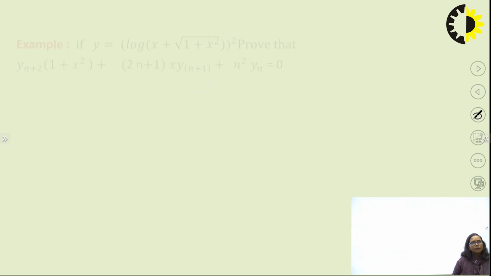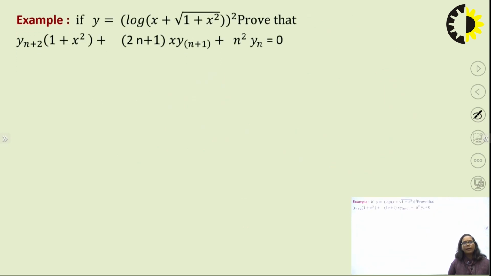So coming to one more example: if y equals log of x plus under root 1 plus x square, whole square, prove that yn plus 2 into 1 plus x square, plus 2n plus 1 into x into yn plus 1, plus n square yn equals 0. So y is a given function of x, we have to go up to the n plus 2th derivative, and we again know that the Leibniz theorem gives me only the nth derivative.